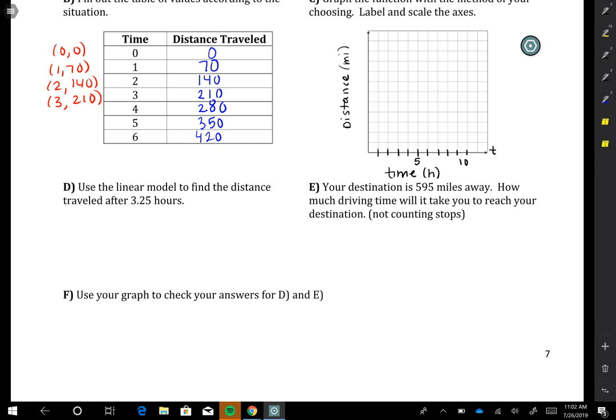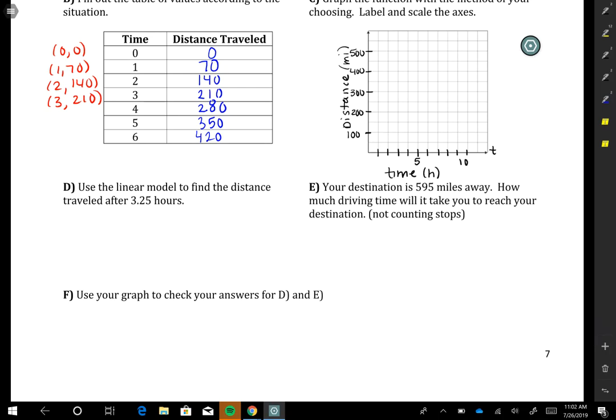And looking at my table, I'm going up to 420, so maybe I'll just, every 2 tick marks, go 100 more miles. So 100, 200, 300, 400, and 500.